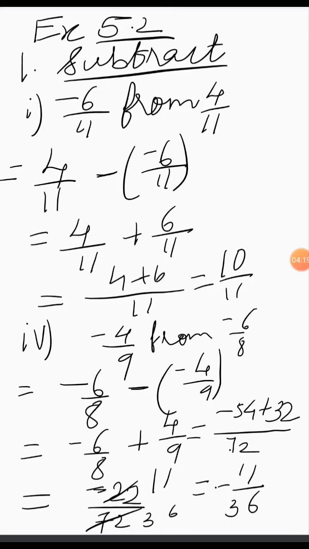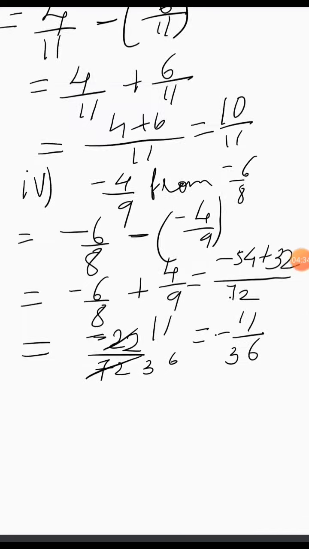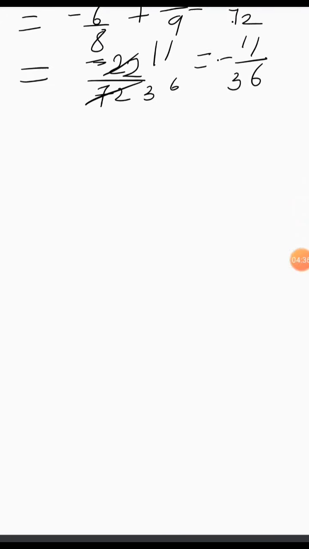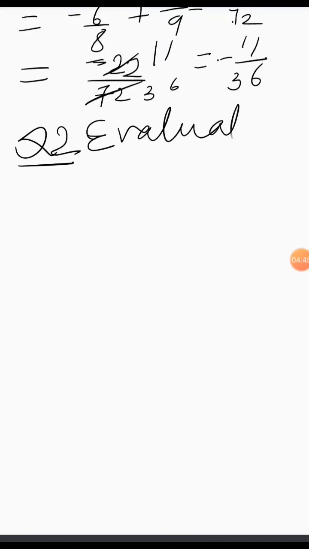Your question number 2 is: evaluate each of the following. And here it is directly given, whatever sums are written, directly mentioned, 5 by 7 minus 3 by 8. So here the word from is not there. In whatever way it is given, in the same way you will solve it. Okay, so let's see. Question 2, evaluate. Now I am taking the second sum.